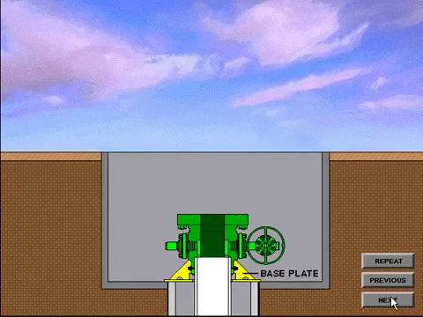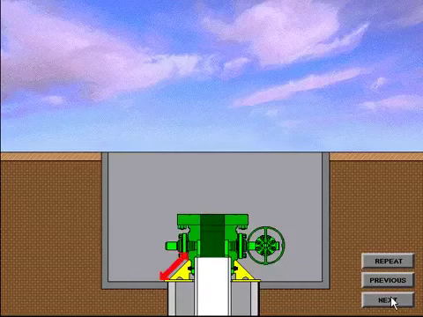The base plate, which is slightly larger than the conductor pipe, may be tack welded to the conductor pipe if desired. The base plate serves as a means to transfer weight from the casing head housing back onto the conductor pipe.